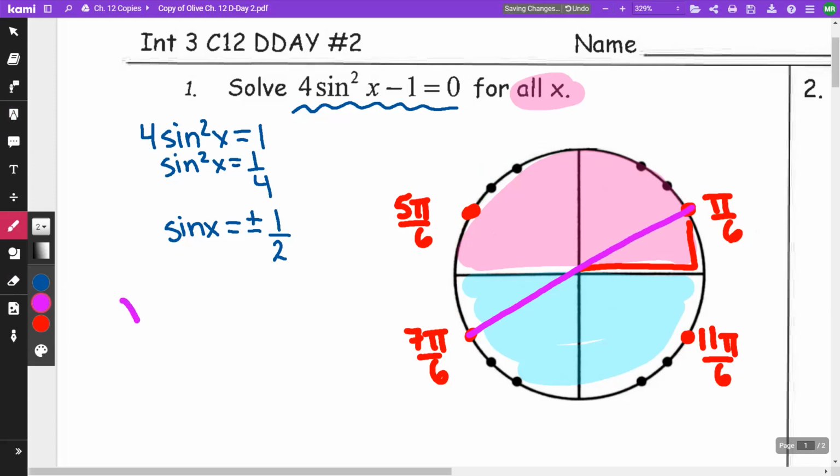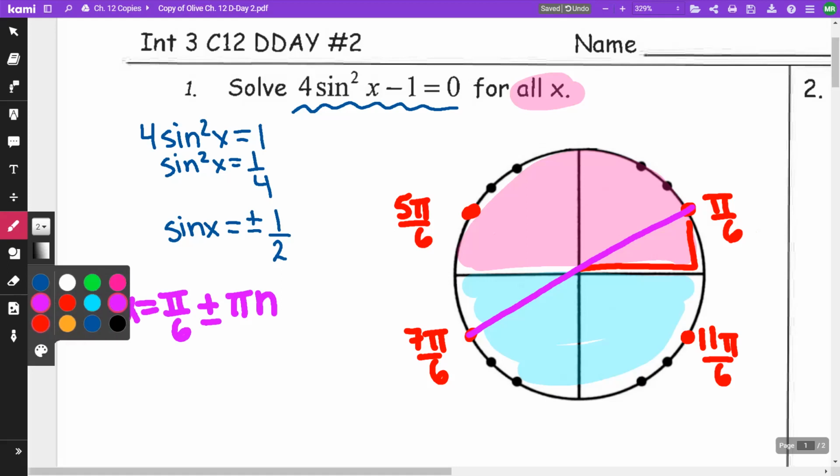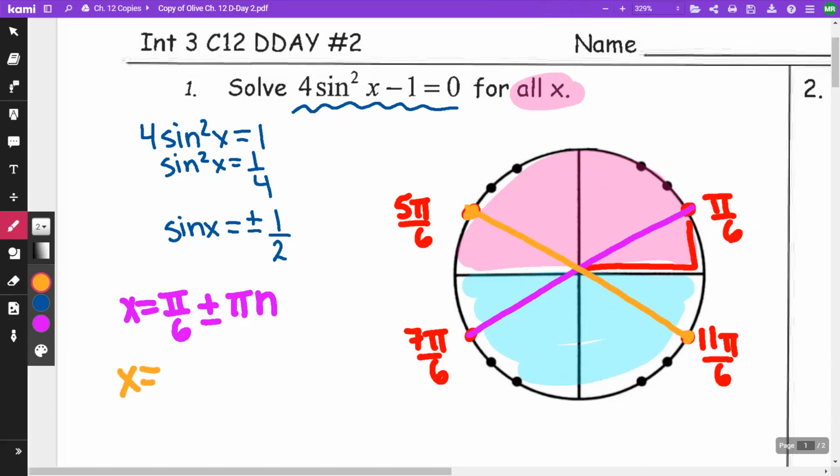So one answer is going to be pi/6. And since they're pi away, I can add and subtract pi. So pi/6 plus or minus pi n. That's going to get me the 2 that are on that purple line. My 5 pi/6 and my 11 pi/6 are also pi away from each other. So another answer is going to be 5 pi/6 plus or minus pi n. So those are my answers.